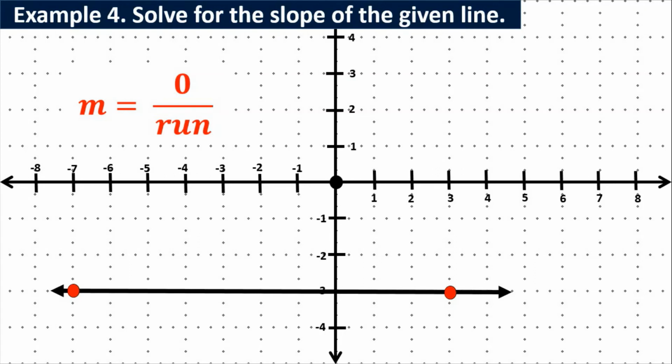Now let's move to the right. We have 1, 2, 3, 4, 5, 6, 7, 8, 9, and 10. That means the run is 10. And 0 over 10 is 0. Actually, whatever the run is, since the numerator is 0, the answer is always 0. And that only concludes that when the given line is horizontal, the slope is always 0.